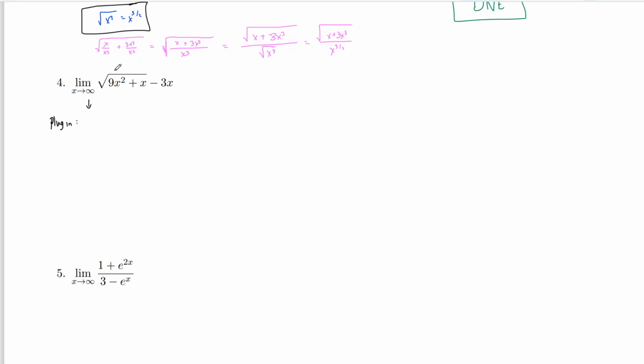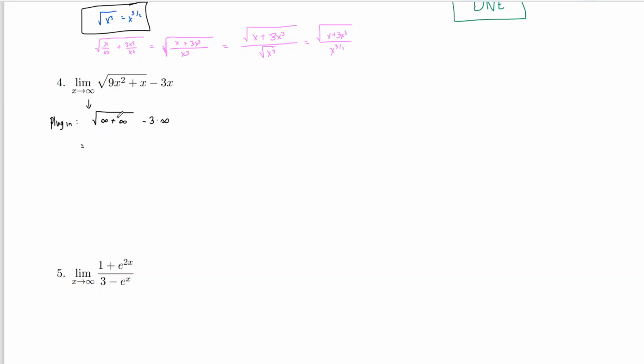Remember, we can't really plug in infinity, but we know we can do a lot of things, because if the power on x is positive, then it's going to give us infinity. So this is like the square root of 9 times infinity, which is infinity, plus we're plugging in and we get infinity for x, minus 3, and then another positive power of x. That first property tells us that's also infinity.